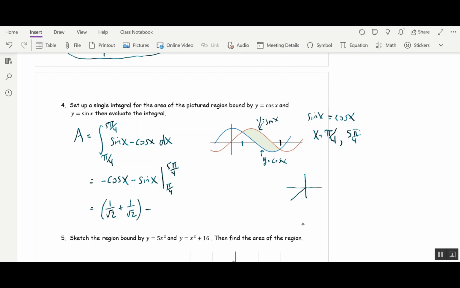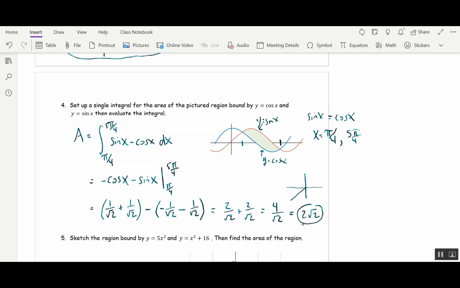And then I'm going to subtract the value at pi over 4. Cosine of pi over 4 is 1 over root 2, so that'll give me negative 1 over root 2. And then I'll have minus, again, 1 over root 2. Yikes. All right, so this minus, if I distribute it, I get plus plus. So I have 2 over root 2 plus 2 over root 2, aka 4 over root 2, aka, if you rationalize, that's 2 root 2.